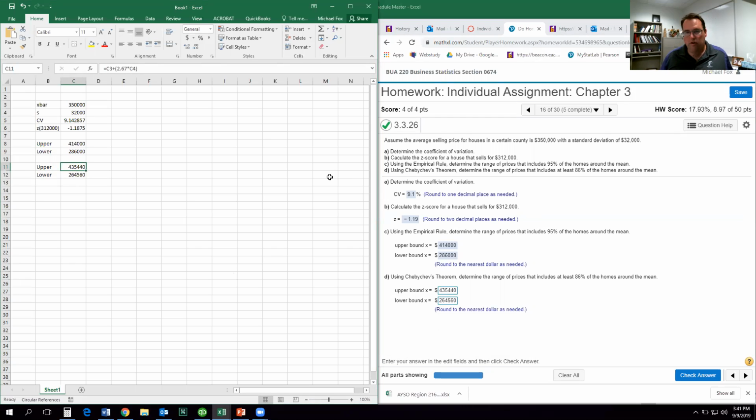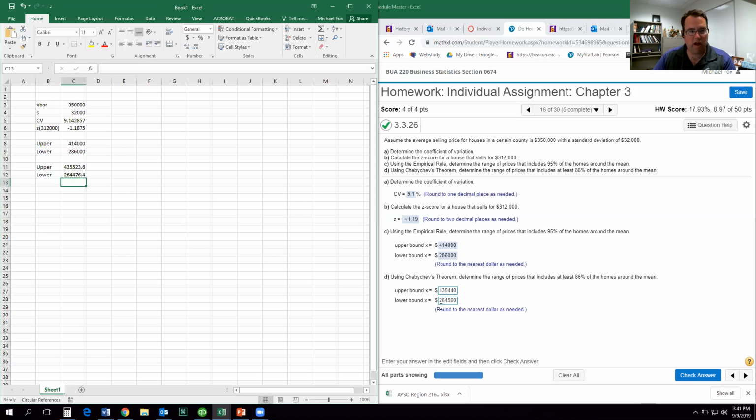So let me get my calculator and give that a try. Okay, so 1 divided by 0.14 equals 7.142857. And then the square root of that is 2.672612.